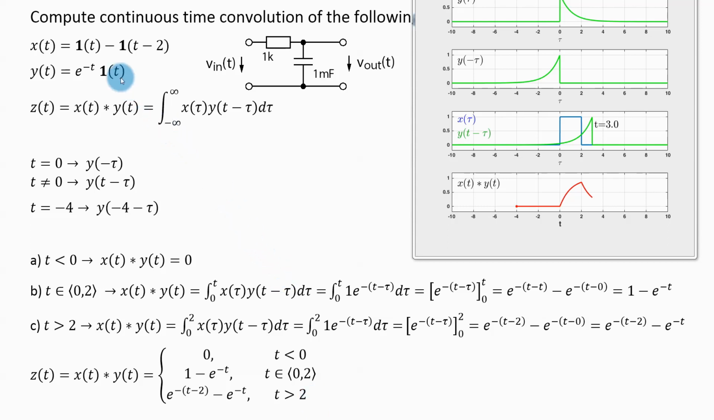Basically what you need to do, you need to imagine and draw what these functions look like, especially when you flip and time shift this function. Then you need to realize what happens when you multiply these two functions, and then you need to integrate them. Often it happens that you need to break the integrations into several intervals in which the integration is actually simple.